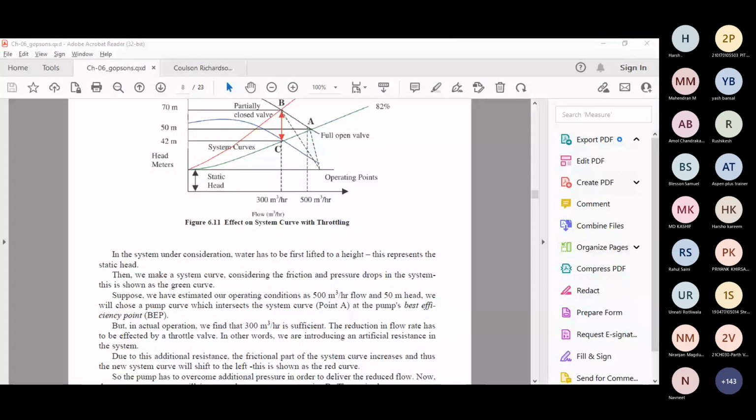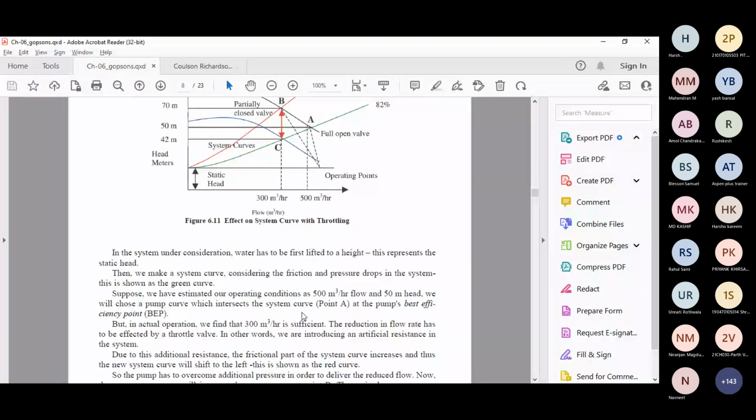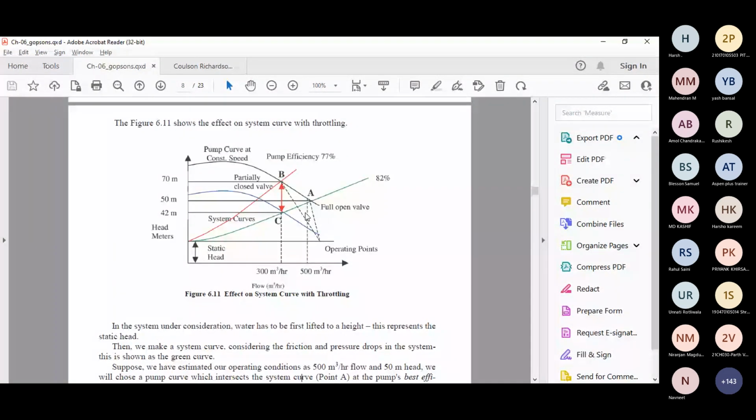What will you do? You will throttle the valve. Correct. So what you will do, you will throttle the valve, right? So what will happen at that point? So if you throttle the valve, right? Suppose you want 300 meter cube of flow rate with the same pump, right?